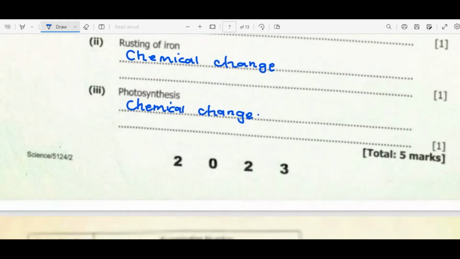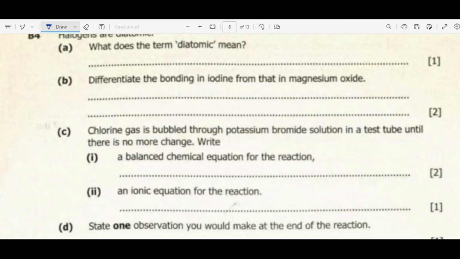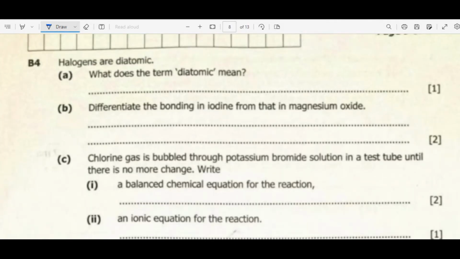Right, we move on to question 4. So under question 4, halogens are diatomic. If you look at halogens, we are looking at group 7 elements. Then what does the term diatomic mean? Chlorine has a 2, iodine has a 2, fluorine has a 2. So this 2 is what means diatomic, because di simply means 2. So we are looking at a molecule consisting of 2 atoms of the same element.